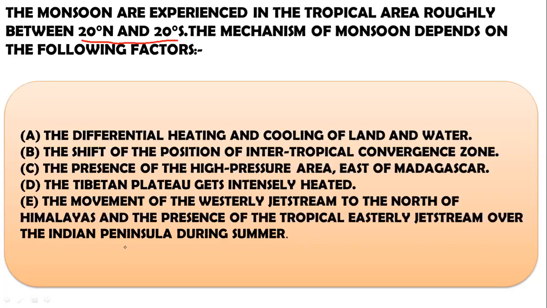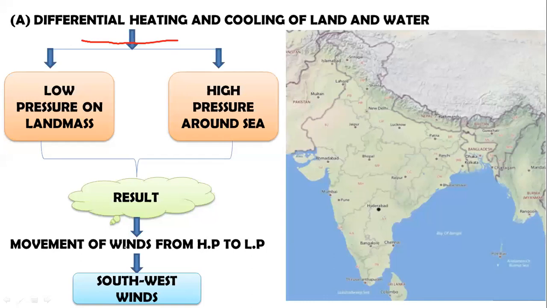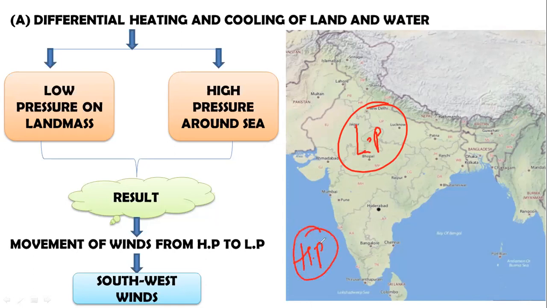So, we will start with our first reason, that was differential heating and cooling of land and water. This is the very basic concept because this area is land, so it gets heated up pretty quickly, more than the surrounding water bodies of Arabian Sea, Bay of Bengal, or Indian Ocean, due to which low pressure is created in the interior of Earth. Now, low pressure is there on land mass because high pressure is there over water bodies.